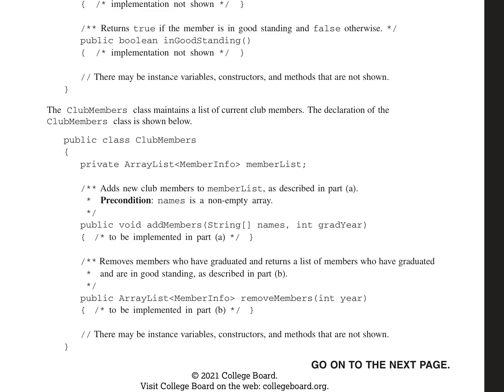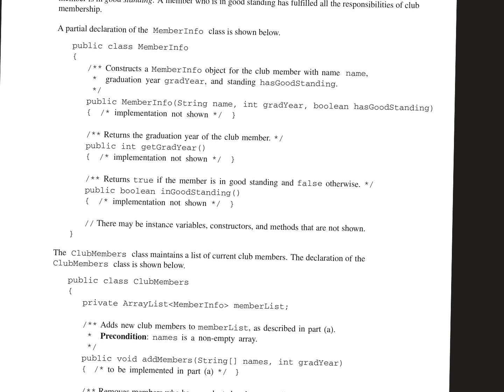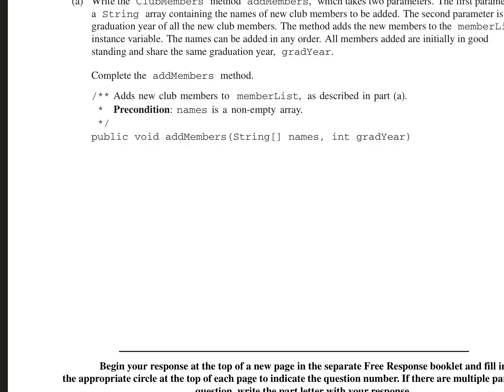So remember, if we're adding them to member list, that means they have to be member info objects. And every time we create an object, you have to use the new operator. Let's go up and make sure that we understand how that is constructed. A new member info object goes name, grad year, and in good standing. We're going to get the name from the string array called names. So we'll have to traverse that and add as many people as are in the array, and each time you're going to use the new operator, then put their grad year and start them in good standing. So this is the first part.